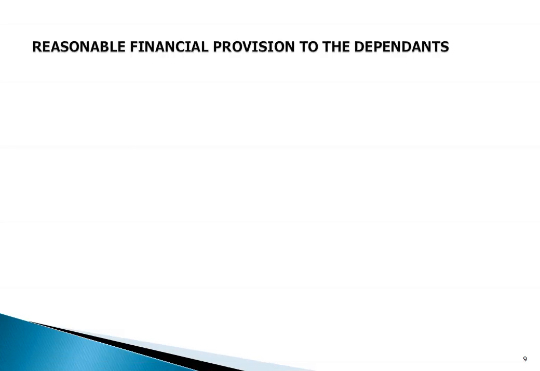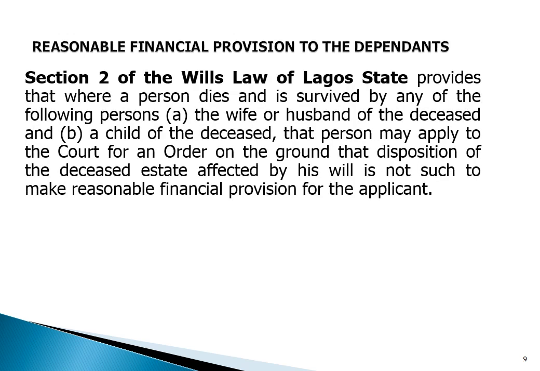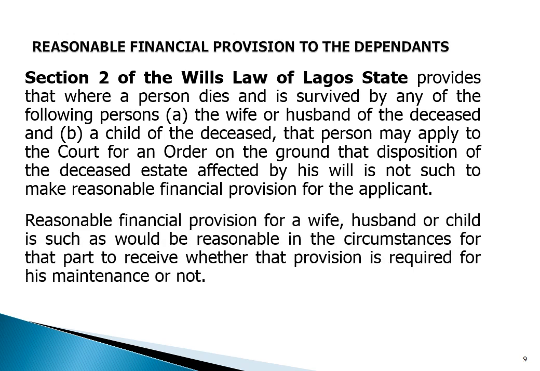Reasonable financial provision for dependants. Section 2 of the Wills Law of Lagos State provides that where a person dies and is survived by any of the following persons: A. The wife or husband of the deceased, and B. A child of the deceased, that person may apply to the court for an order on the ground that the disposition of the deceased's estate affected by his will is not such as to make reasonable financial provision for the applicant. Reasonable financial provision for a wife, husband, or child is such as would be reasonable in the circumstances for that person to receive, whether that provision is required for his maintenance or not.